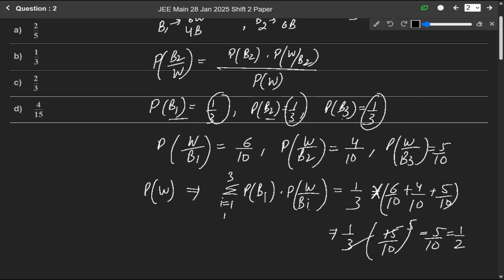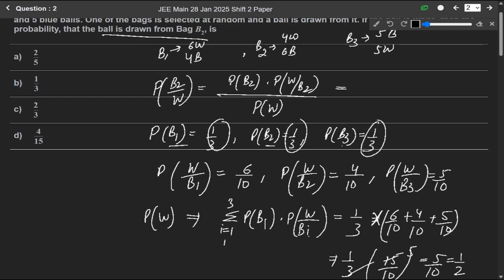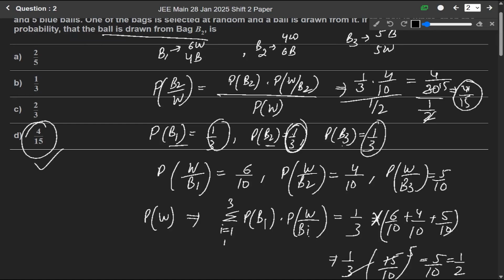So putting this in the above formula, it will be probability of B2, which is 1 by 3, into probability of taking white from B2, which is 4 over 10, over probability of white, which is 1 by 2. When we solve it, it will be 4 over 30 over 1 by 2, so 4 over 2 into 15 is 30. So 4 over 15. Our answer is 4 over 15, which means option D is the correct answer.